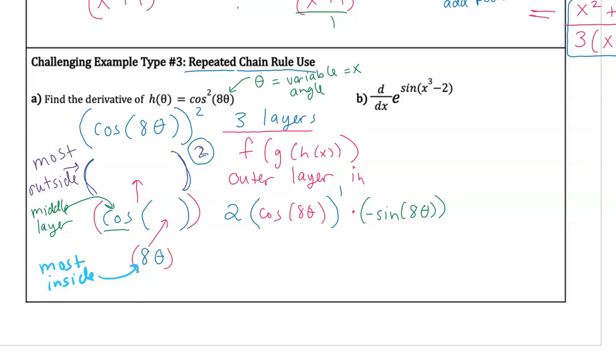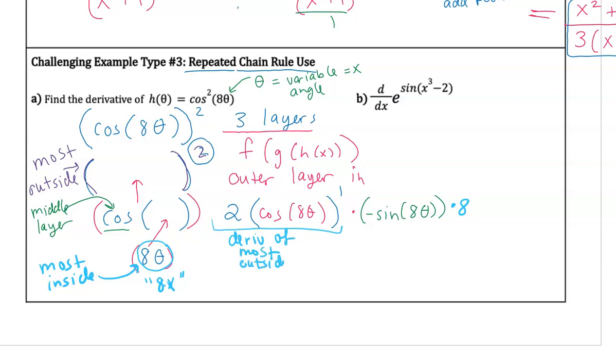Then I get all the way to that inside piece. And then I have to multiply that by the derivative of 8 theta. So think of this as like 8x. It's like a linear function. And the slope would just be 8. So the derivative is just 8. So this was the derivative of my outer layer, the derivative of the most outside.